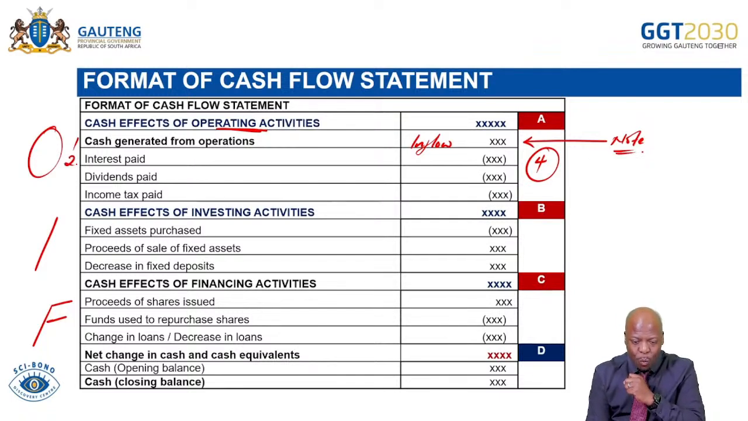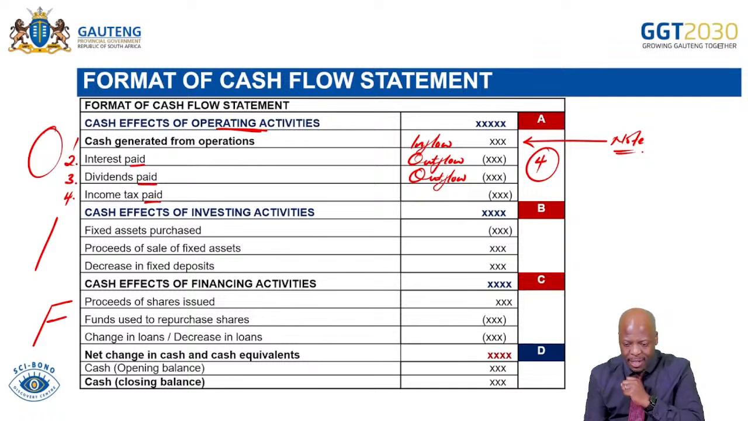The number 2 is what is known as interest paid. As you can see, there are brackets there, so this is your outflow. Then the third one is dividends paid. With dividends paid, it is also an outflow. And then lastly, you have your income tax paid. Once you hear the word paid, you should know that that is an outflow. Hence you see brackets over there.